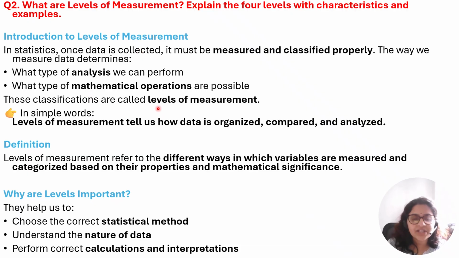So these classifications, like the analysis and the mathematical operations and all the other measurement classifications, are called levels of measurement. In simple words, level of measurement will tell us how a particular data that we have collected should be organized, compared and analyzed. So what is the proper definition? The levels of measurement refer to the different ways in which variables are measured and categorized or classified based on their properties and their mathematical significance.